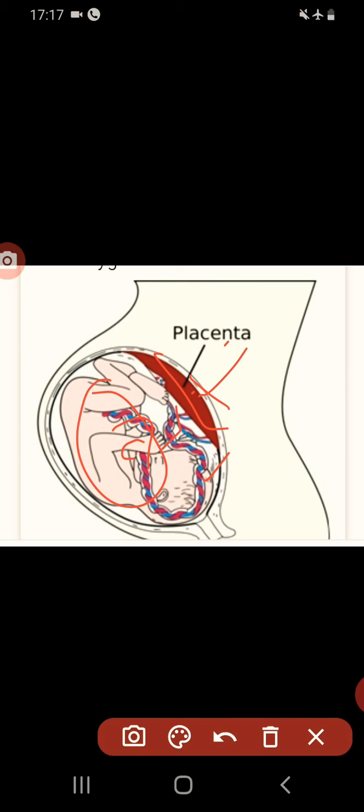In the placenta, the fetal blood, the blood of the fetus, comes very close to the maternal blood, the blood of the mother. Here the exchange of material between the mother's blood and fetal blood takes place. The fetus gets nutrients, water, oxygen, minerals, vitamins, etc. from the maternal blood, and also gives off waste material like carbon dioxide, urea, etc. In this way the placenta serves as a nutritive, respiratory and excretory organ of the fetus.